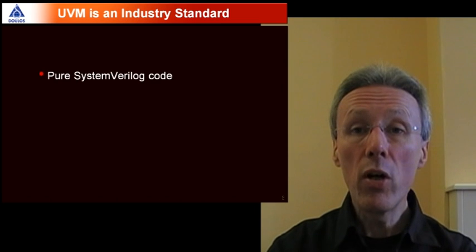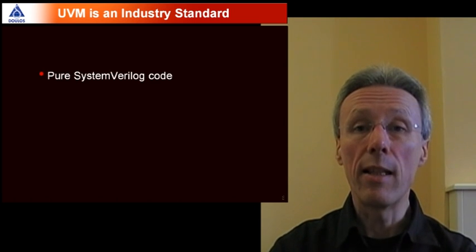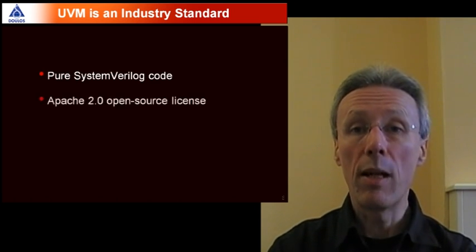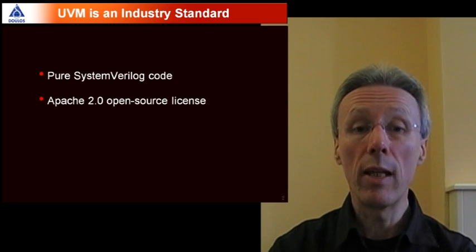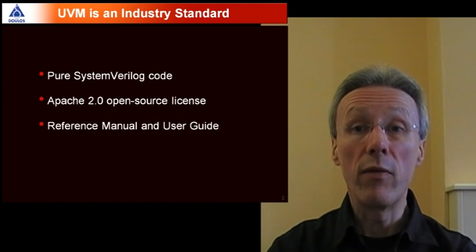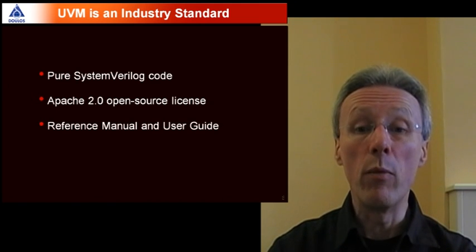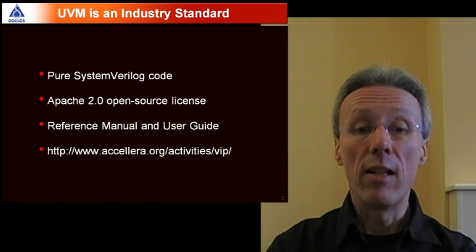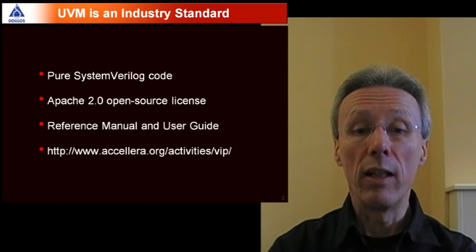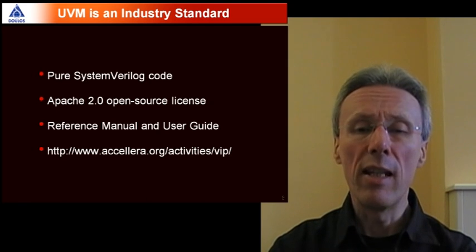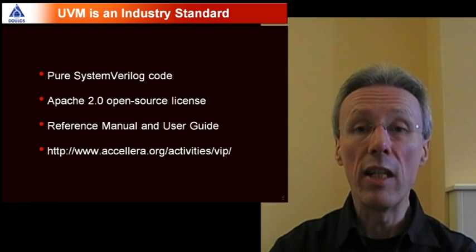UVM is pure SystemVerilog code, no hacks in there. It's open source, comes with an Apache license, so you can take the source code and do pretty much what you like with it. It has comprehensive documentation, so it comes complete with a reference manual and a user guide. And here on the slide you can see the URL for downloading UVM, or at least as it was at the date when I created this video.